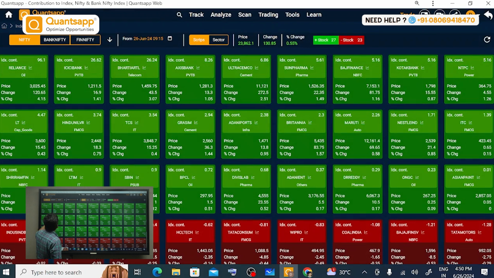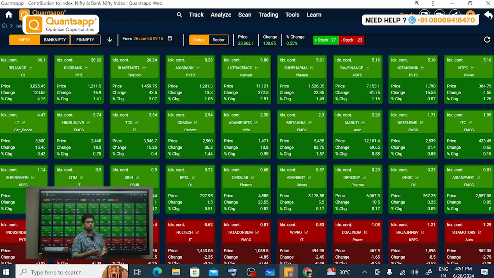As I have explained, there are 3 kinds of indices which are heavily traded: Nifty, Bank Nifty and Fin Nifty. Whichever index you select, it will show you the stocks which have greater contribution and which have lesser contribution. As you know, today Nifty has given a significant movement. So we will talk about which stock has more contribution.